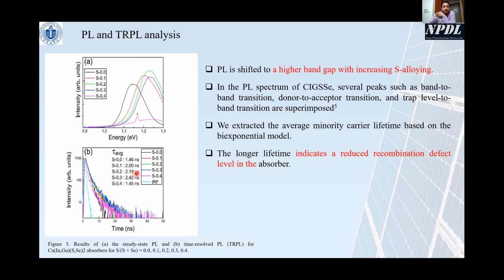So the longer lifetime indicates reduced recombination defect levels in the absorber. When we measure the PL, there are two types of recombination: one is radiative recombination, and the other is non-radiative recombination. Radiative recombination is what we usually desire for good device fabrication. A solar cell which has radiative recombination shows a high spectrum, and a device that contains defect levels has non-radiative recombination. That non-radiative recombination is a band to trap or trap to band transition, not a band to band transition.